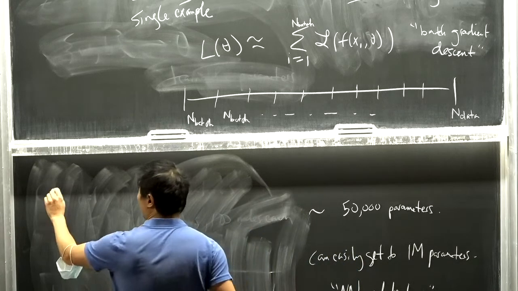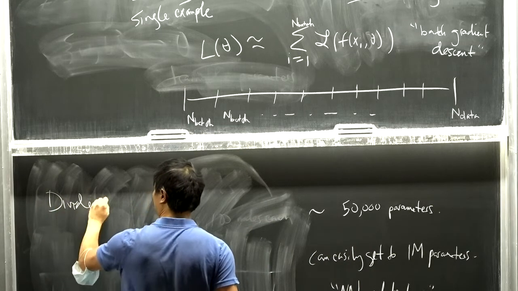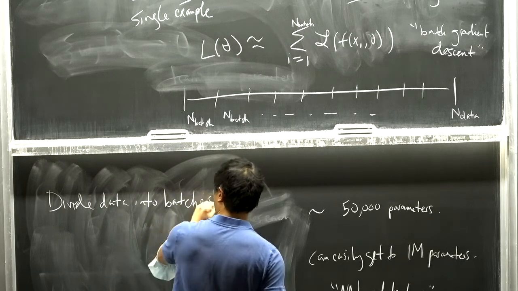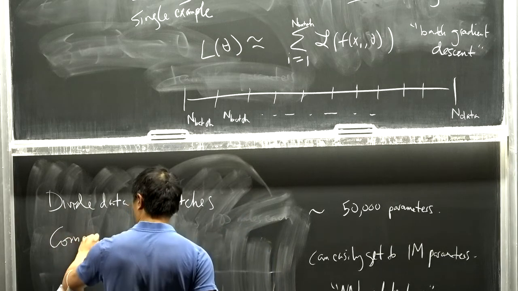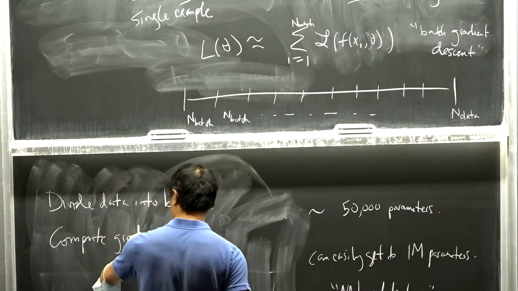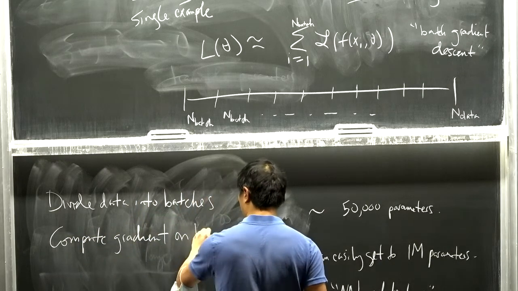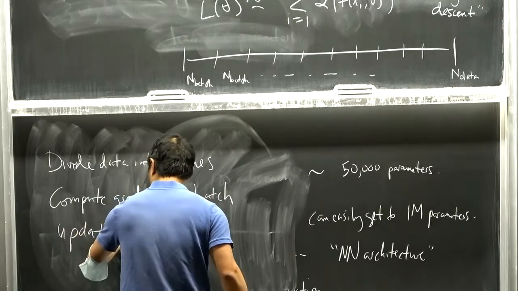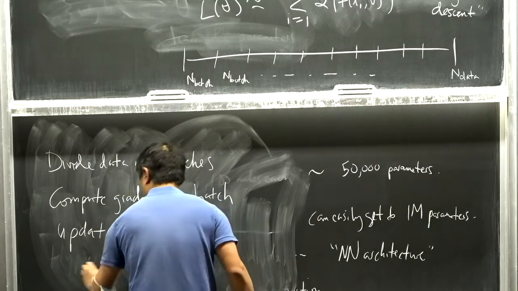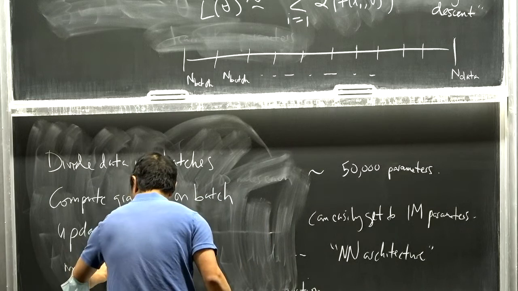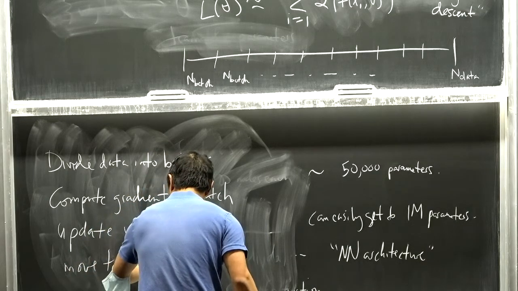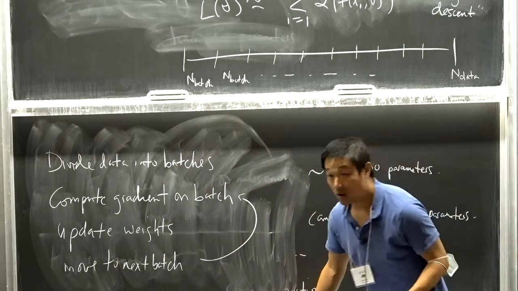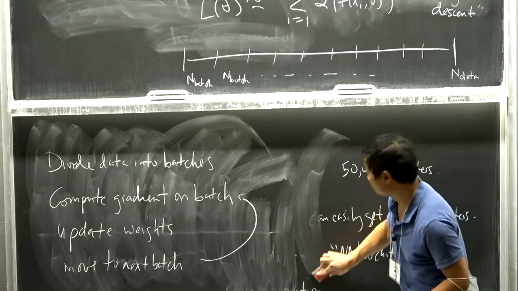So yeah, we divide the data into batches. We compute the gradient on a batch. We update the weights. And then we move to the next batch, and repeat. Okay? And when we go all the way through the data once, then we've seen the whole data set.